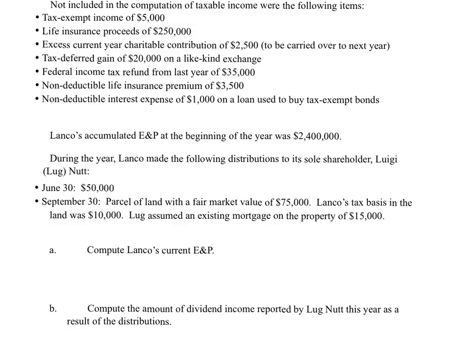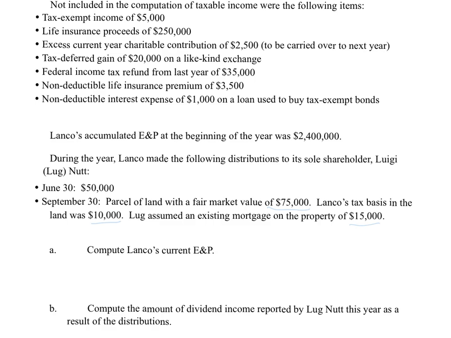So we have to look at some of the particulars regarding this distribution of land. And we see that there was a parcel of land with fair market value of $75,000 and a tax basis of $10,000, and there was an assumption of a mortgage. Okay, so how do we figure out gain? Well, we look at fair market value versus basis. We are told that their tax basis is $10,000, and we're not told that there's any difference between tax basis and earnings and profits basis. So we have to assume that those two bases are the same, okay?